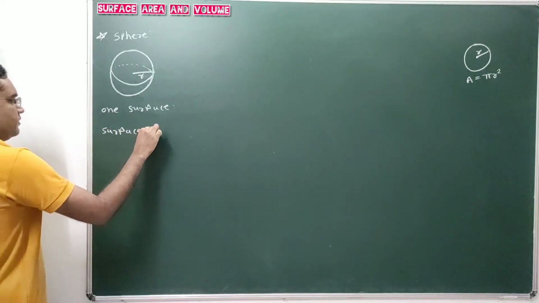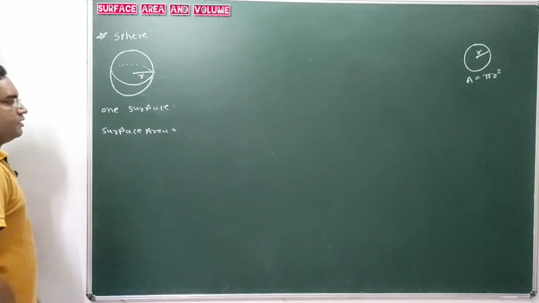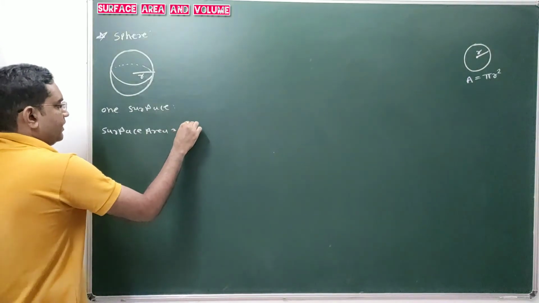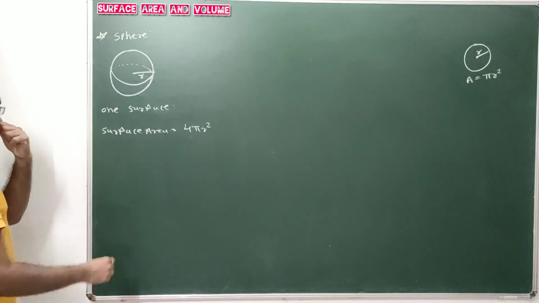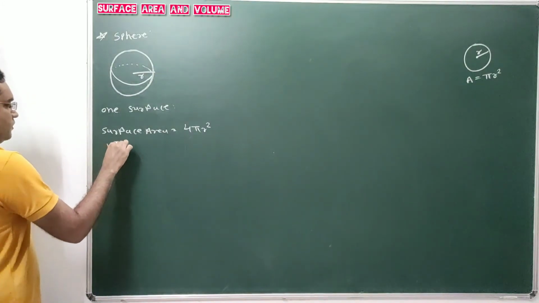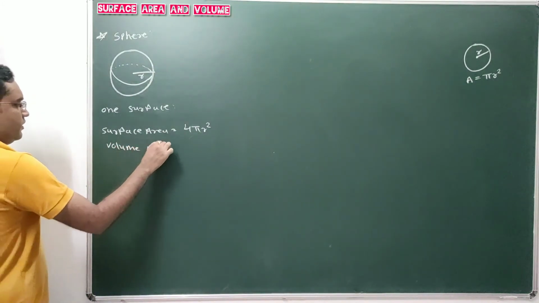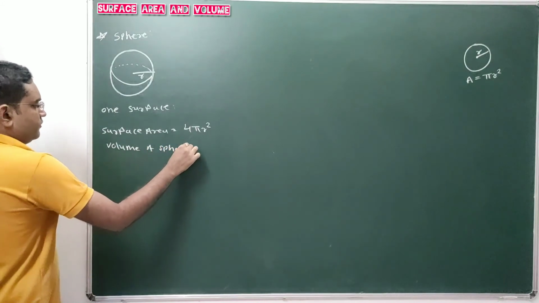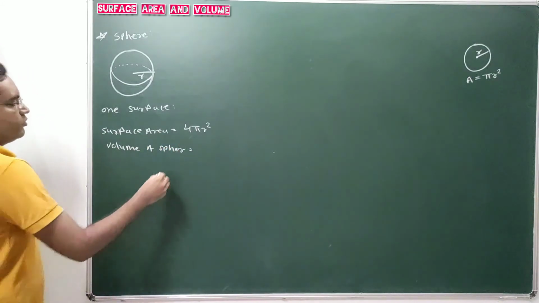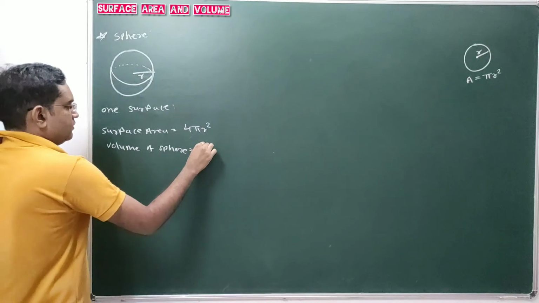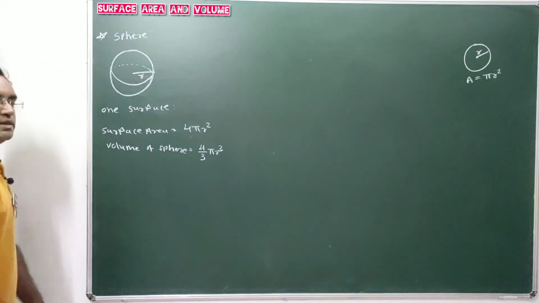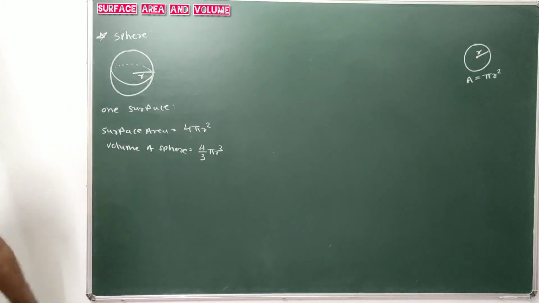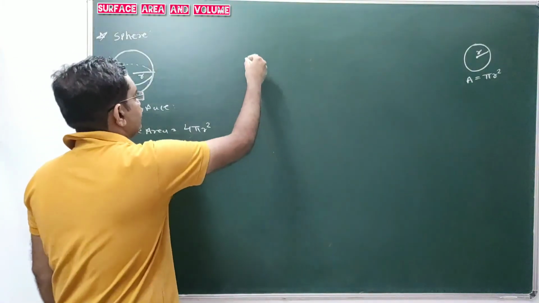Surface area, whether you say curved or total. Surface area of sphere is 4 pi r square. And volume of sphere with radius r is 4 by 3 pi r cube. Two formulas are there for the sphere.